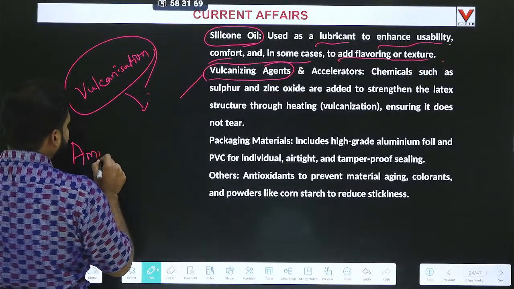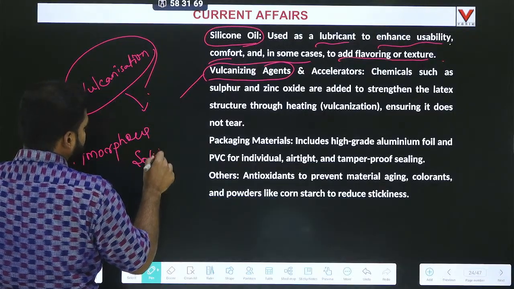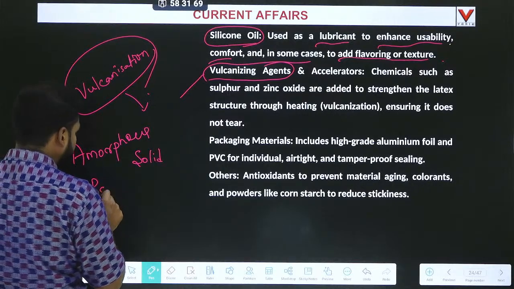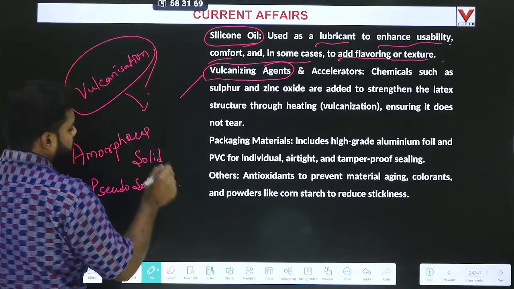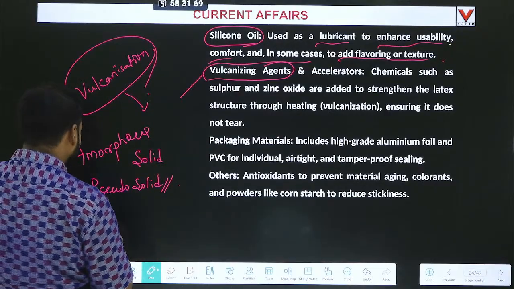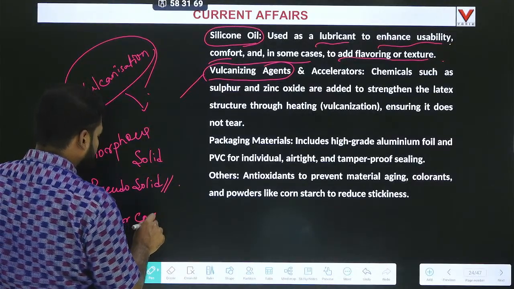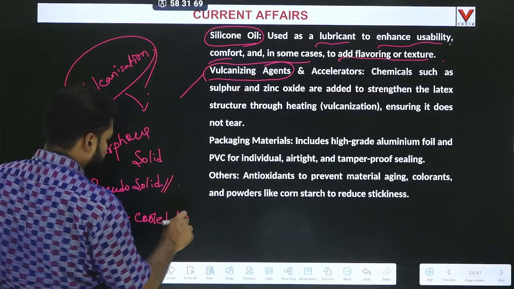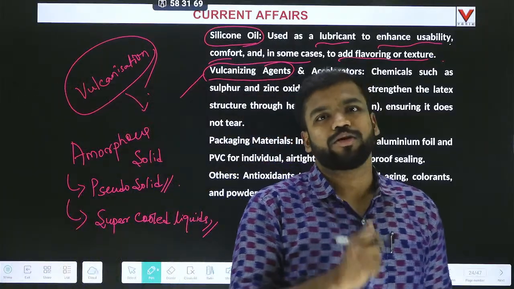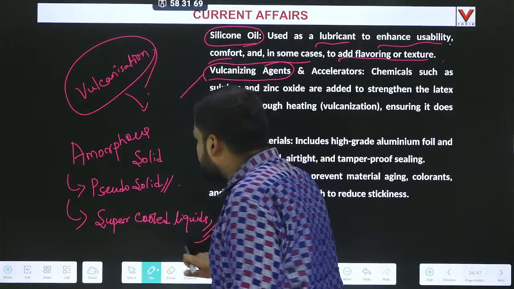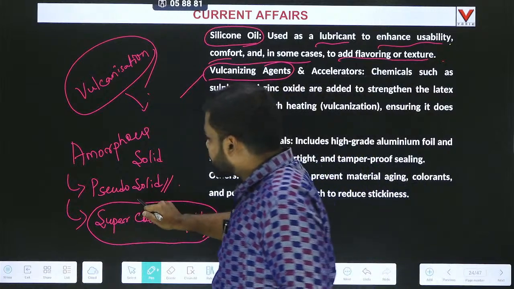There are two types of solid. One is crystalline solid, another one is amorphous solid. Amorphous solids are also known as pseudo solids. They are not true solids, right? Or we can say there is another name for them, supercooled liquids. See, rubber is derived from nature in what? In liquid form. But we have to supercool it to make it solid. That's why they are pseudo solids.